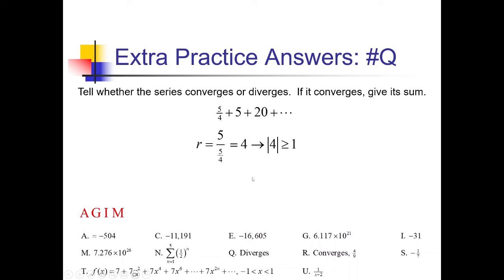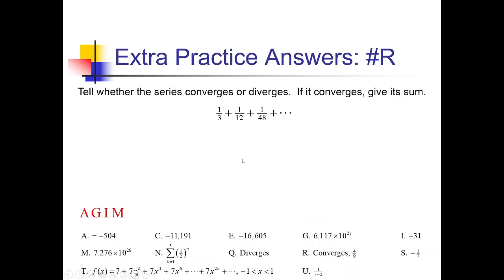Now 4 is greater than or equal to 1. The absolute value of 4 is greater than or equal to 1. That's the true test. If that is the case, then this series keeps getting bigger and bigger and bigger, or at least further and further away from a central number. So we would say that this diverges. And diverging is what we have in Q. I'm not sure how that answer would be one off anyway, following the pattern of this puzzle. So Q doesn't give us anything.